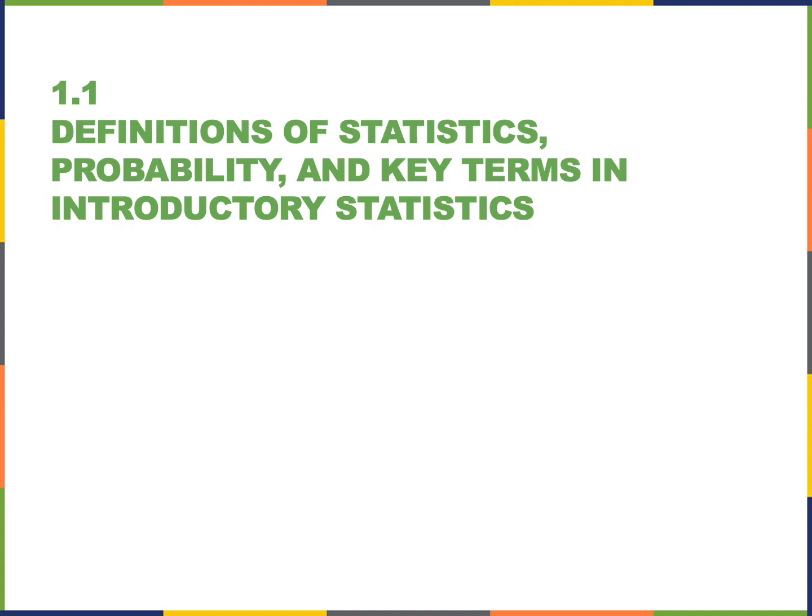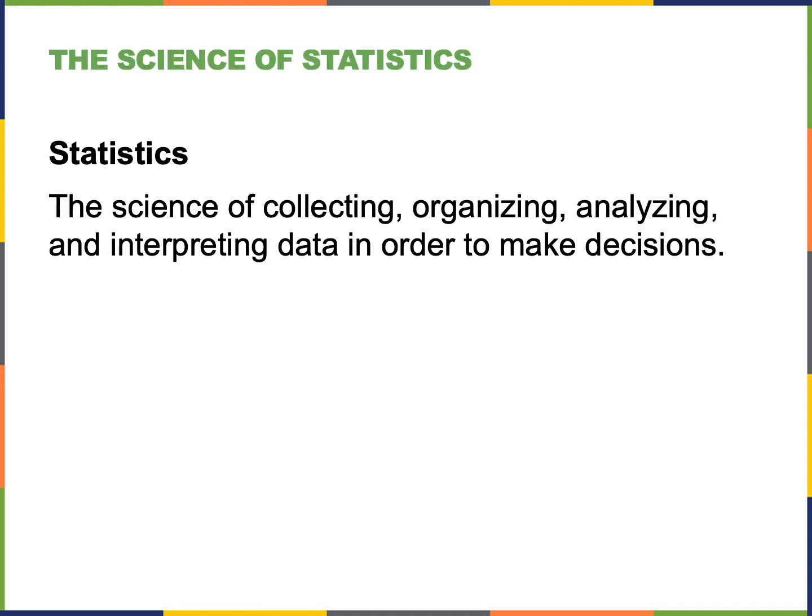So chapter one, section one talks about definitions, probability, and key terms. So what is statistics? Statistics is the science of collecting, organizing, analyzing, and interpreting data in order to make decisions.